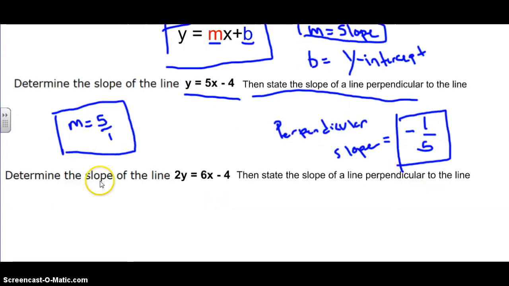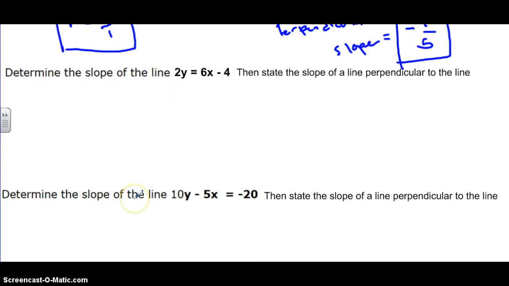For the second one, this is not yet in y equals mx plus b form. There's a 2 in front of the y. When I have a number in front of the y, I have to divide everything by that number. So I'm going to divide everything here by 2. Every single thing has to be divided. And when I divide everything by 2, I get y equals 3x minus 2. So for this one, my slope is going to be equal to what's in front of my x, 3.